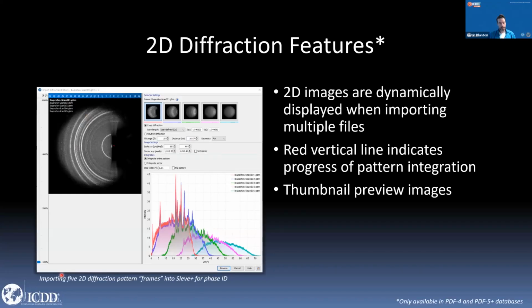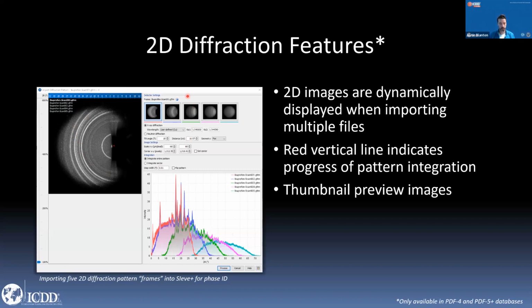Okay, so that's an example of some of the 1D diffraction features that we've implemented. But we also have the ability to import 2D diffraction patterns. Now, 2D diffraction patterns, as you can see on this left-hand screenshot, consist of an image. And in many cases, they'll consist of multiple images.